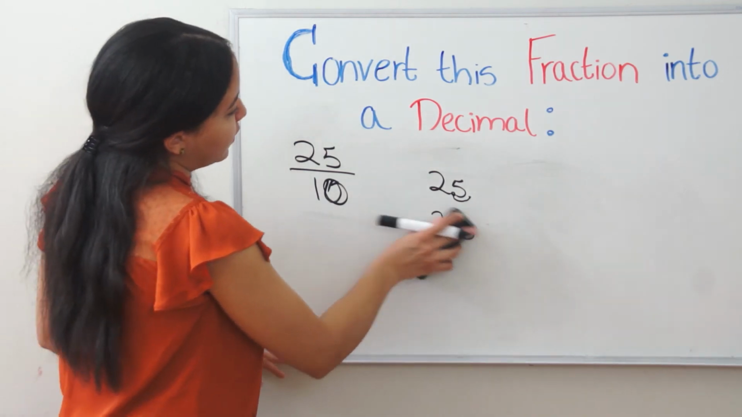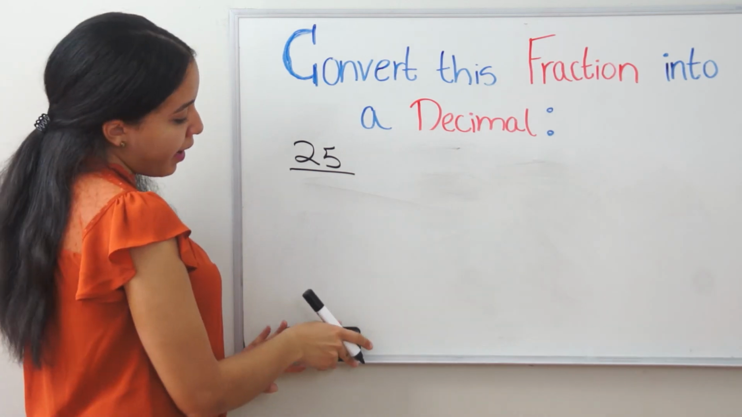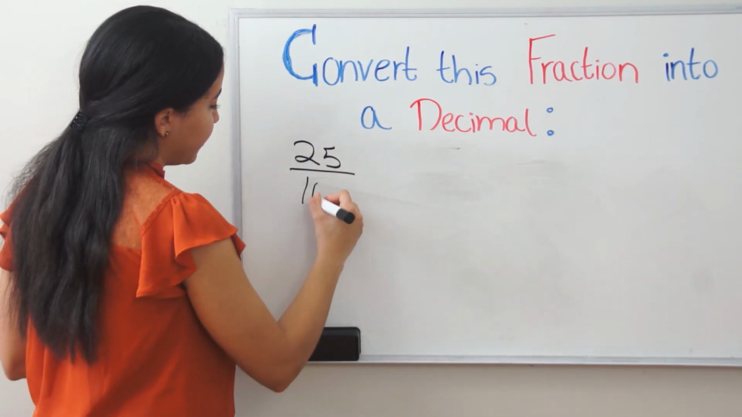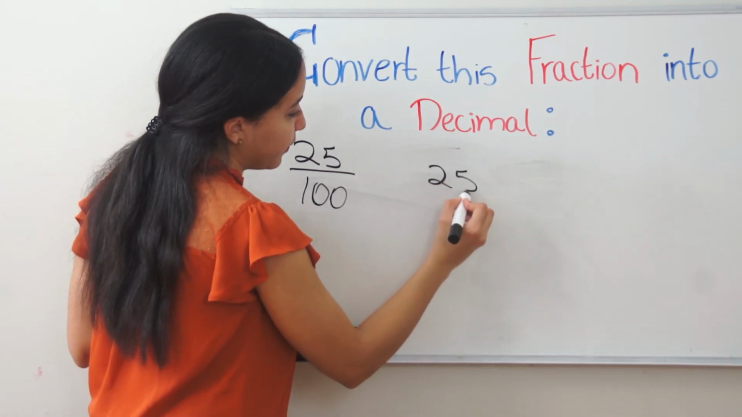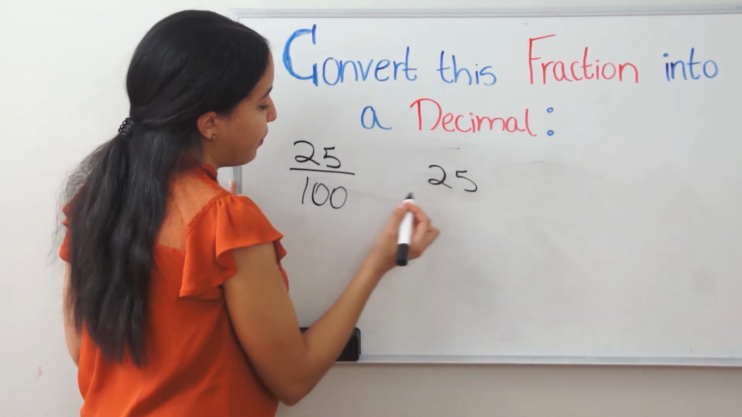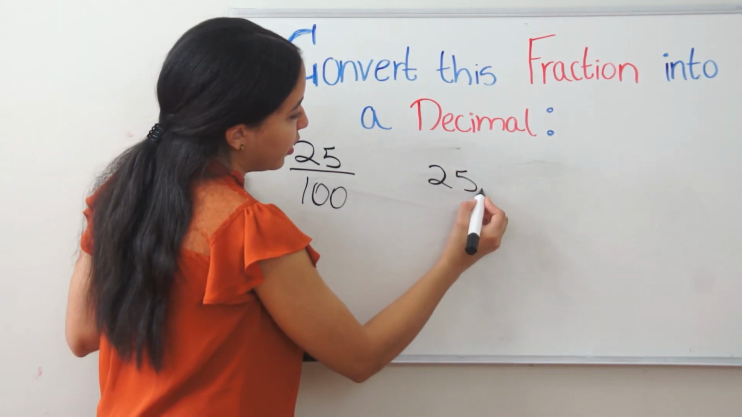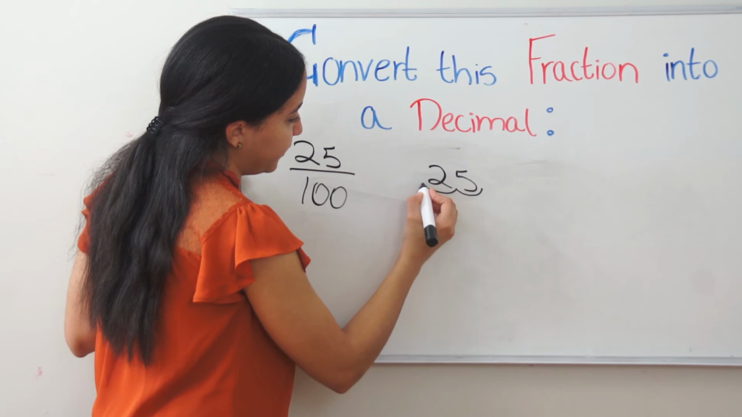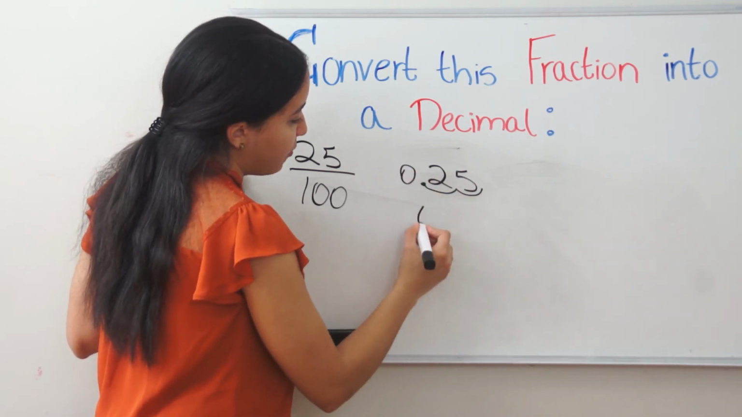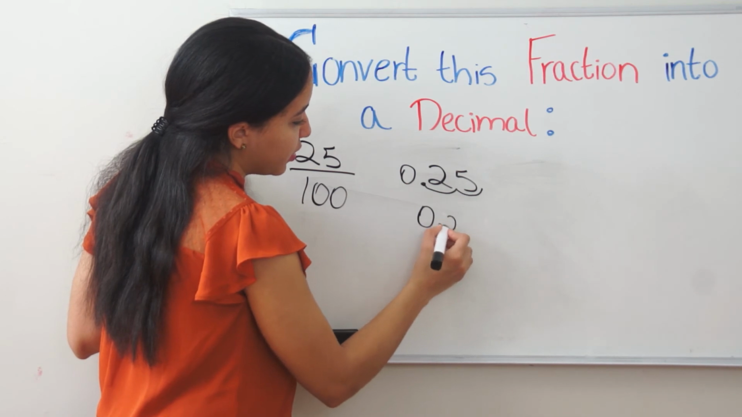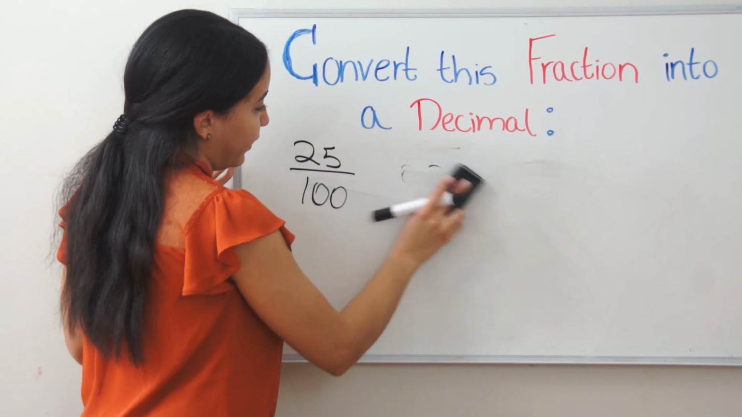In the case of having 25 divided by 100, you will get the same 25, but you will move the point 2 times because we have 2 zeros. So you will get 1 and 2. And we add a 0 over here. So our answer will be 0.25.